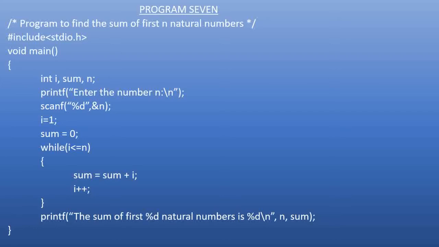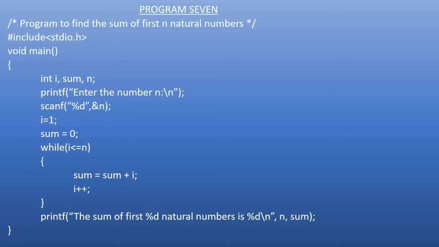For example, if you want to find the sum of first 5 natural numbers, that means 1 plus 2 plus 3 plus 4 plus 5. So I will take 1, then add it with 2, then add that sum to 3, then add that sum to 4, and then finally to 5. I'm not going to use the formula. If you just use the formula, you don't need a looping statement.